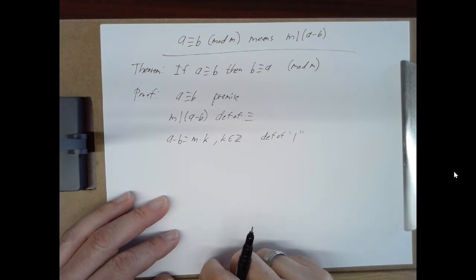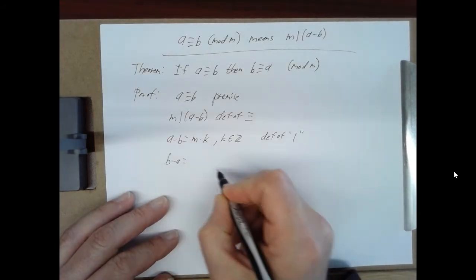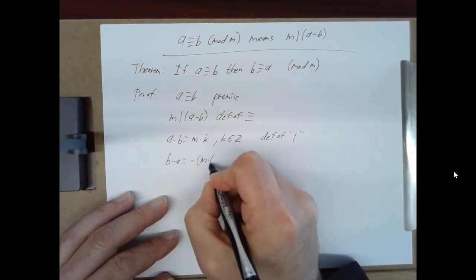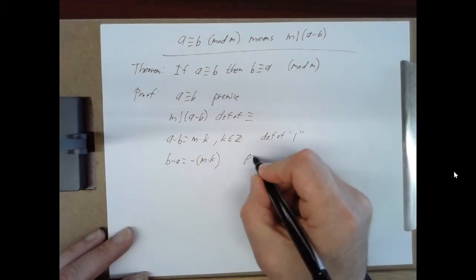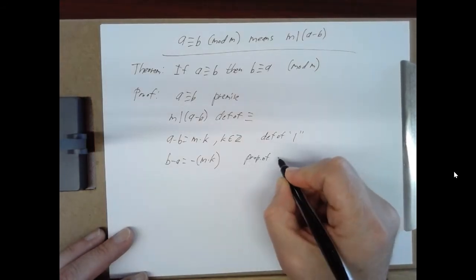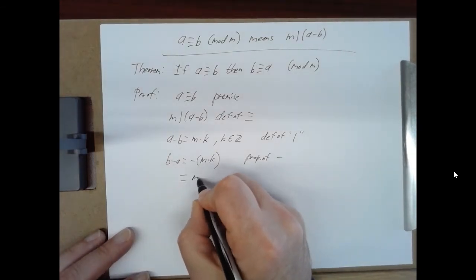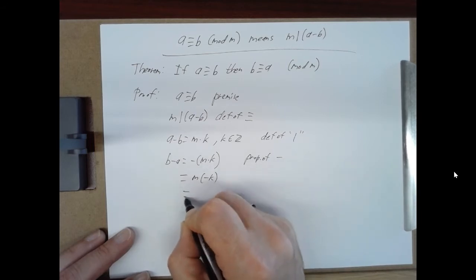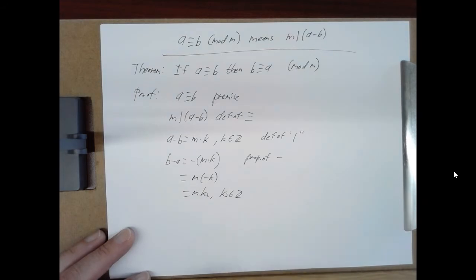Well, we know something about A minus B. What can we say about B minus A? It's just negative (A minus B), right? So that's properties of negatives of integers or something. And this is equal to M times minus K, which is equal to M times K2, where K2 is an integer. Because if K is an integer, then negative K is also an integer. It's a different integer, but it's still an integer.